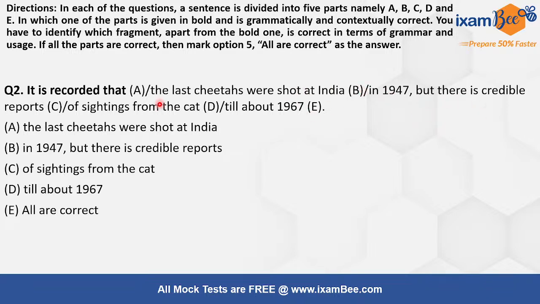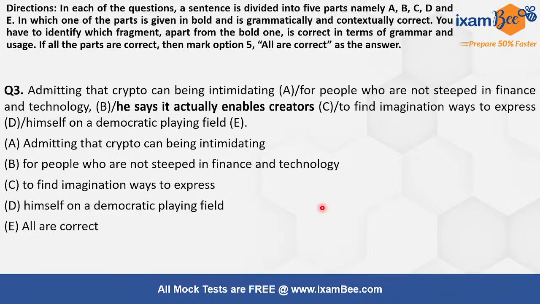But there is credible reports. So we say there are credible reports of sightings of the cat. From is incorrect, till about 1967. So yes, part D is correct and contains no error, right? So D is the correct answer here. Similarly, in the third one, try this one.